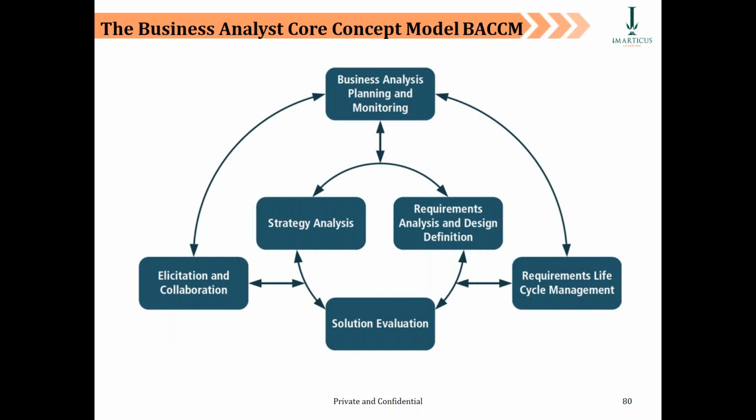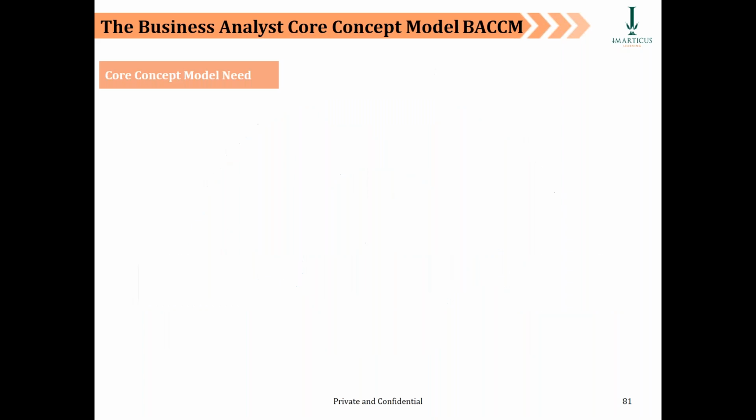So elicitation is a process. Let's call it a process for now. Strategy analysis is a process, for example. So while you do all these processes, keep the 6 components of CCM in your mind and try to apply them, because I need an answer for each one of you when you design your case study a couple of weeks from now. I want to see the CCM model applied in your business scenario. Okay.